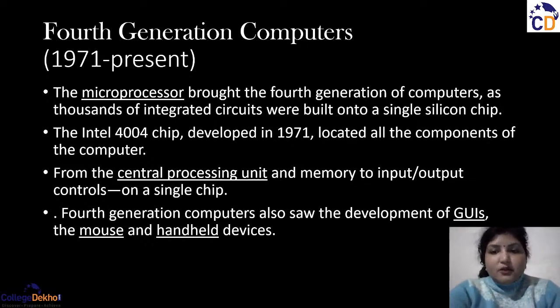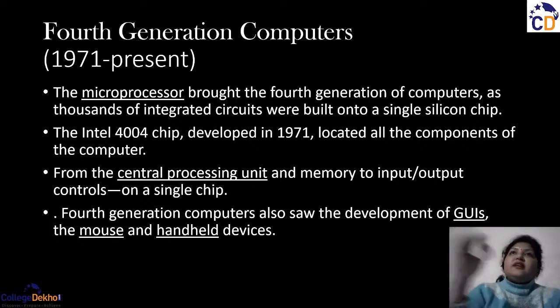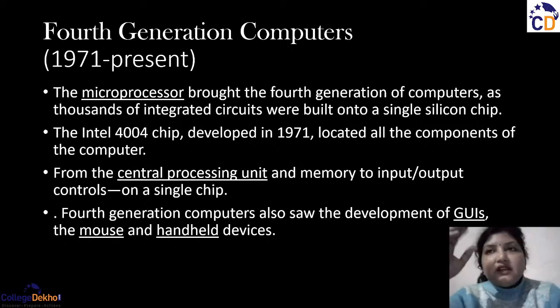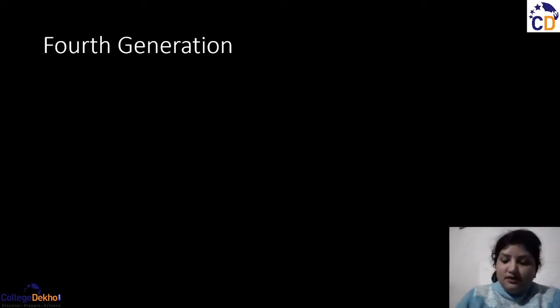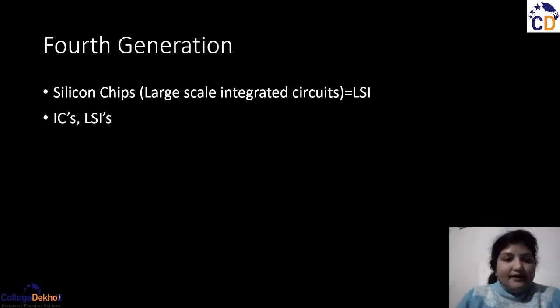So the processors are being replaced also, locating all the components of the computer, right? From the CPU and the memory to input and output controls, on a single chip. Fourth generation computers also saw the development of GUIs, the mouse, and handheld devices. Not only keyboards, now you may be using a wireless mouse, or other handheld devices.